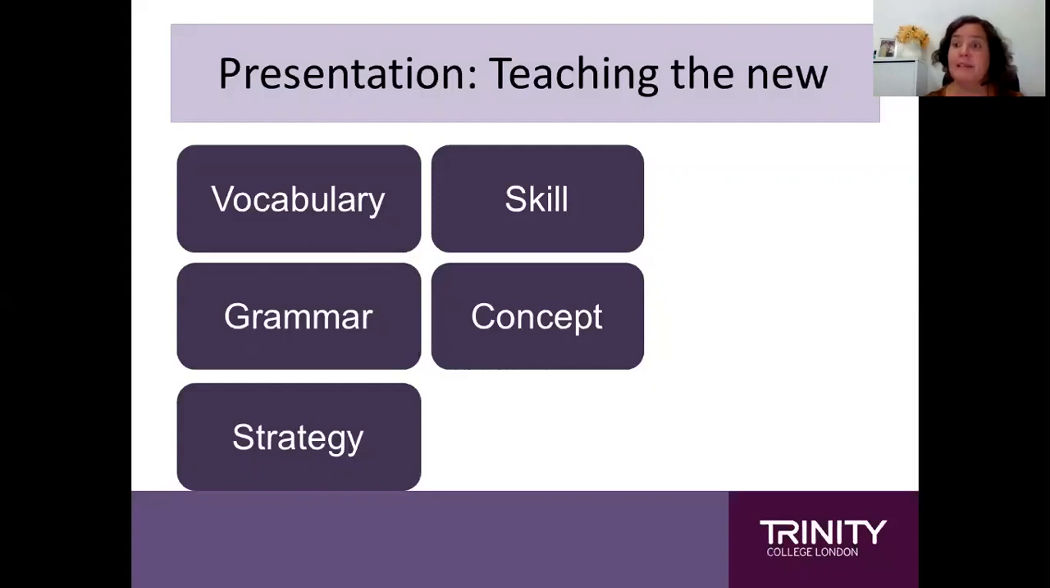The presentation stage is the moment in which we teach the new. Now, in normal circumstances, we do the teaching of the new in class. We do the teaching of the new with our students right in front of us, so we can see what's going on. We can see if they get it, if they are having any difficulties. In these very unusual circumstances, the presentation stage has to be done by us, but remotely.